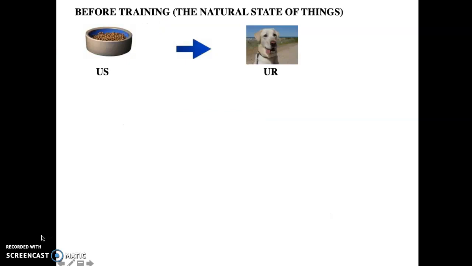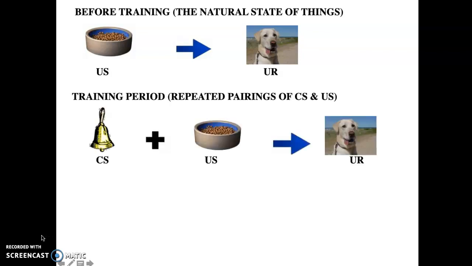Okay, so I'm just going to beat you guys over the head with this because the terminology can be kind of tricky, so I'm going to go through this example one more time. Before training, in the natural state of things, the presentation of the food produces salivation in dogs. So this is the unconditioned stimulus producing the unconditioned response. But then there's a training period where there's a repeated pairing of the conditioned and the unconditioned stimulus. And of course, because the unconditioned stimulus, the food, is there, it's going to produce the unconditioned response, which is the salivation.